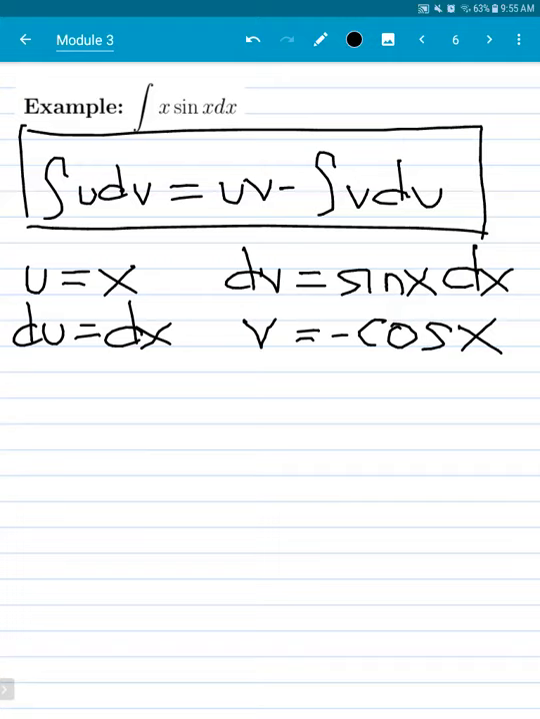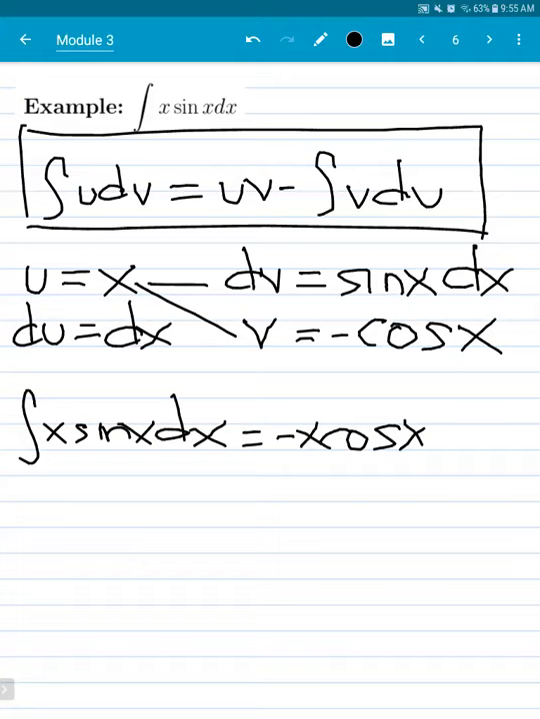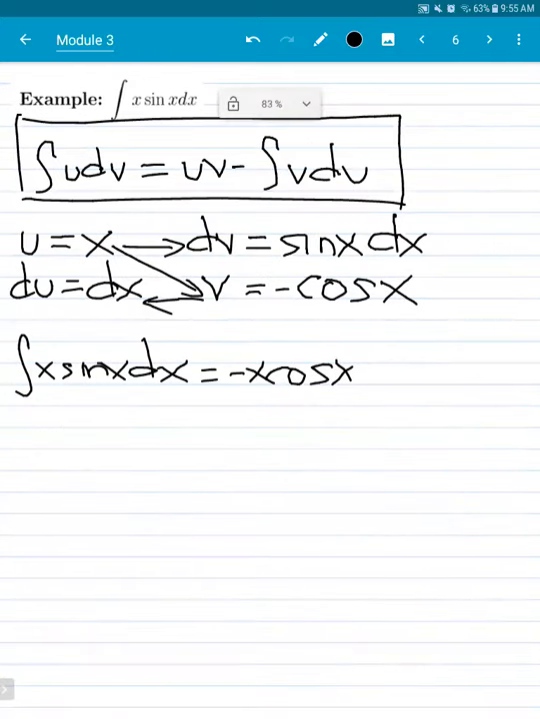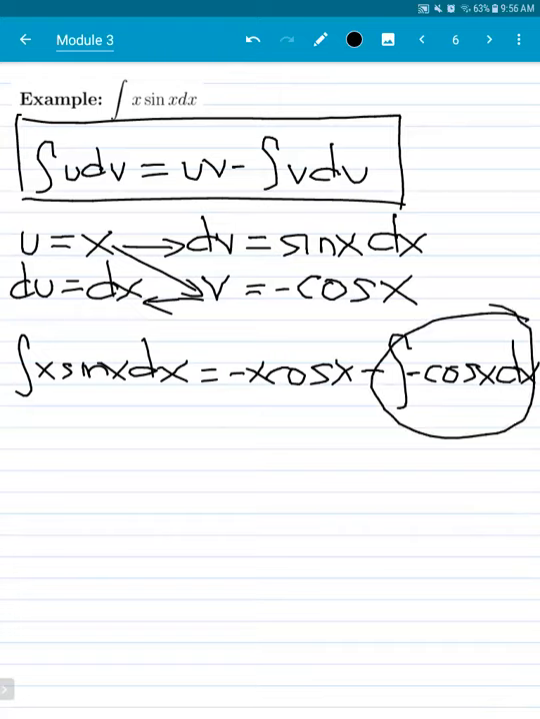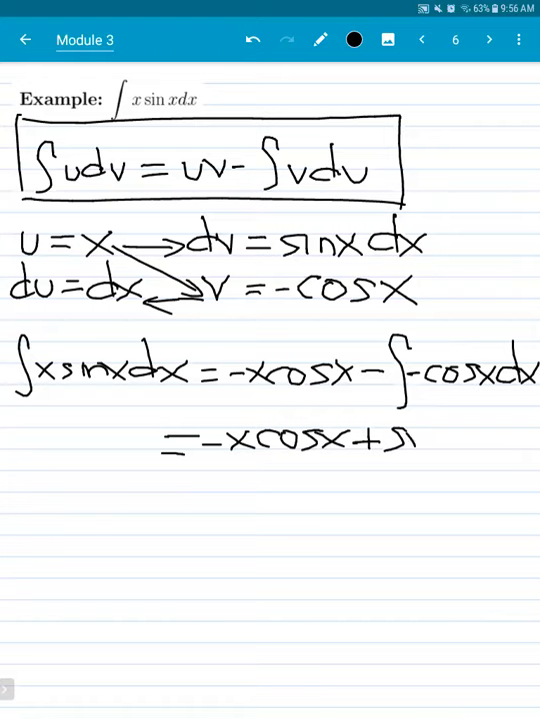So we apply the formula. U dv will be our integral. Okay, u dv, and then uv will be negative x cosine x, no integral involved there, and then minus v du. So that will be negative, minus integral of negative cosine x dx, which will become positive. And you know the integral of cosine is positive sine. Okay, so you have negative, negative, positive. So our answer will be negative x cosine x plus sine x plus the constant of integration.